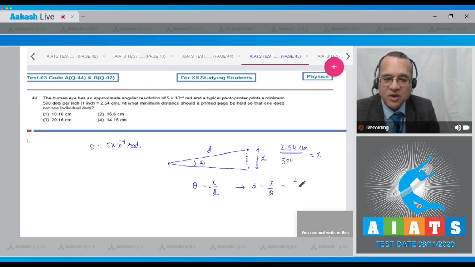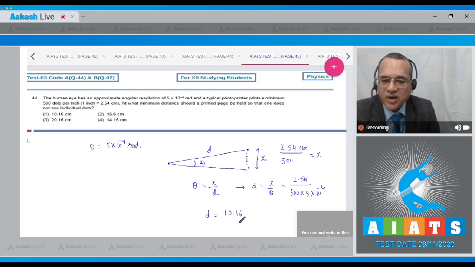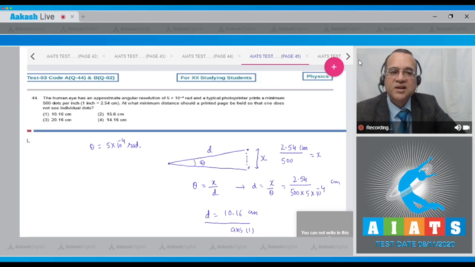What is x? 2.54 divided by 500, and theta in radian is 5 × 10^-4. So we have to solve it. So d comes to be equal to 10.16 centimeter. And the correct option is answer number 1. Let's move to the next problem.